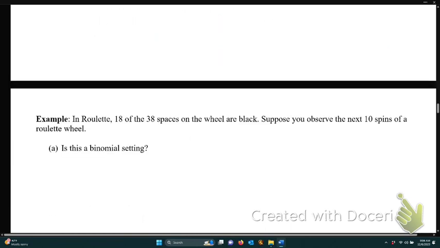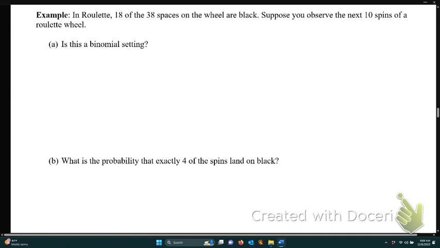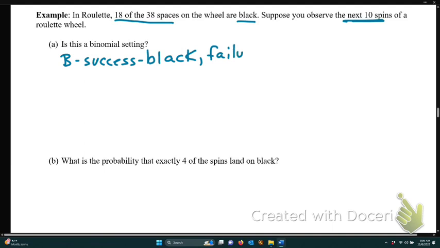Let's do an example. In roulette, 18 of the 38 spaces on the wheel are black. Suppose you observe the next 10 spins of the roulette wheel. First of all, is this binomial? What do I check? BINS. Is there success and failure? What is success? Black is success. Failure is any other space.